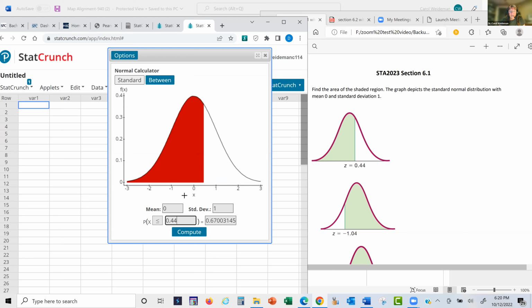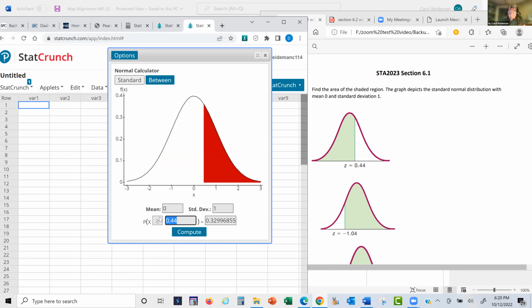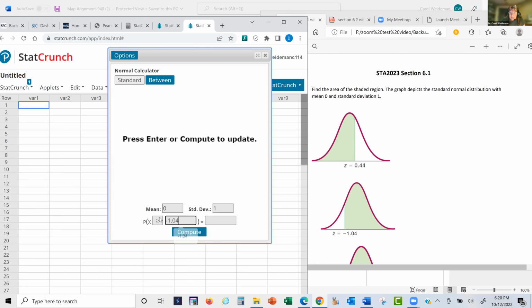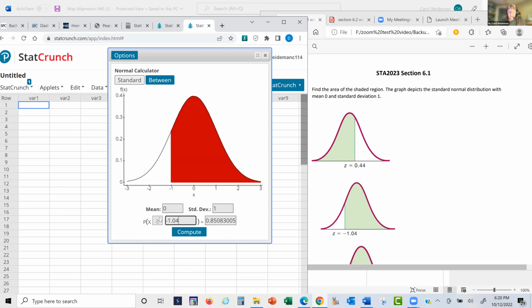If you want the area to the right, you're going to change this to greater than or equal to, and put in the z-score that you're interested in, and we did negative 1.04. For the next one, it was 0.8508. I'm pretty sure all the answers are going to be asked to give 4 decimal places. That's pretty common for area under the curve and probability for the normal distribution.